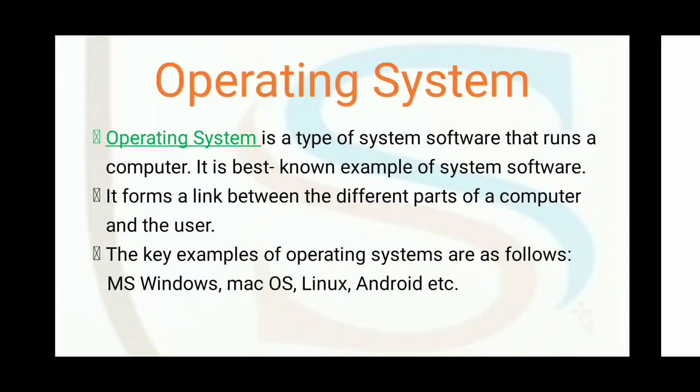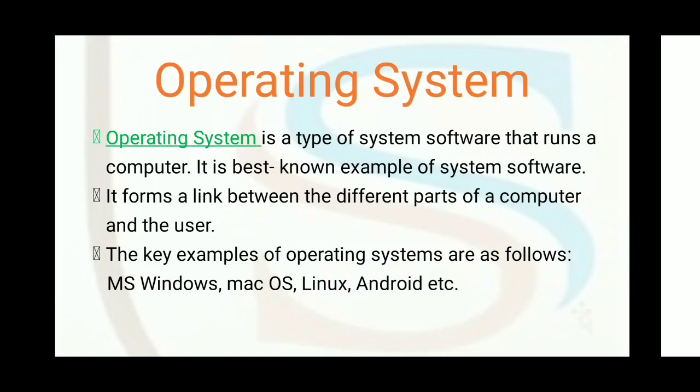The first and the most important software which comes under the system software is the operating system. It is one of the most important types of the system software. It is also said to be the best known example of system software. It forms a link between the different parts of the computer and the user. So it is a link between both of them, user as well as the computer. The key examples of operating system are as follows: MS Windows, Mac operating system, Linux, Android, etc.